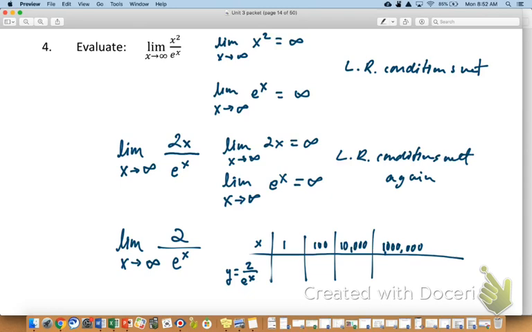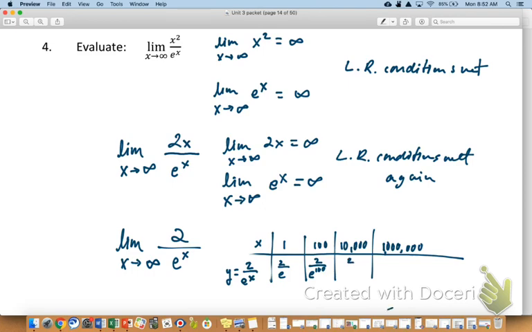Okay, so if x is 1, wouldn't I get 2 over e? And you could use your calculator to evaluate this. This is just slightly less than 1, right? It's like 0.7 or 0.8 or something like that. This would be 2 over e to the 100th. So e to the 100th, that is a really large number, right?